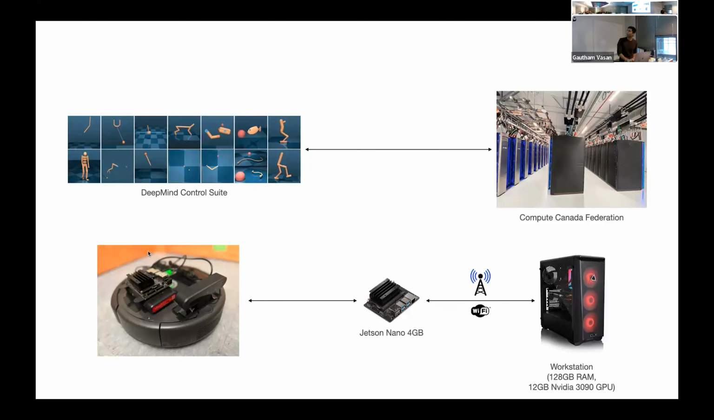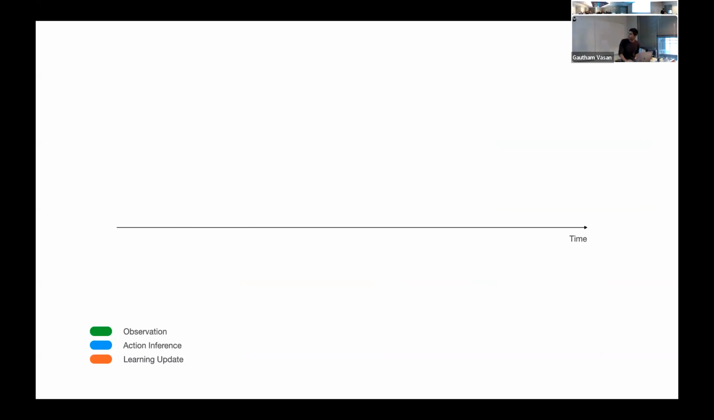So if you think about how we are solving tasks in simulation, let's say you're solving the DeepMind Control Suite. So to solve tasks like this with a fairly simple visual background, we use a cluster. So this is an actual image from Compute Canada. But to solve robotic tasks, we have direct access to this Jetson Nano and maybe Wi-Fi access to a powerful workstation. So this is a workstation in the lab, which has about 128 GB of RAM and a 12 GB NVIDIA 3090 GPU. This is powerful, but still not nearly as powerful as a cluster. Right, so this is the setup you have to deal with.